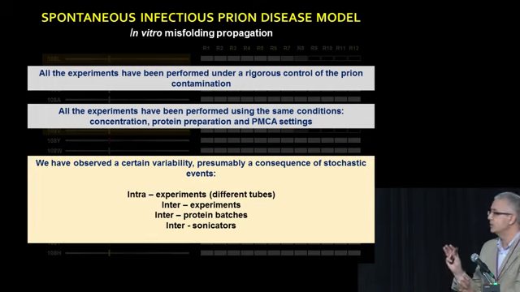Inter-experiment means that when you use the same samples in the same conditions on different days, you also have different results. The same goes for inter-protein batches and inter-sonicators, indicating that this process, as probably happens in humans, is really stochastic. Probably it is controlled by something that we don't know now.